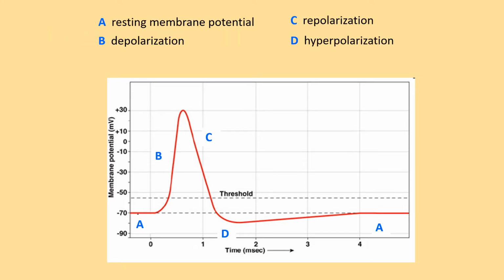And I hope you recall that these are the phases of an action potential. As the cell moves from resting membrane potential to point B, that's the depolarization phase. Depolarization is followed by repolarization, point C. Repolarization is often followed by hyperpolarization, so now we're at point D, and then following hyperpolarization, the membrane potential is slowly restored to resting membrane potential.